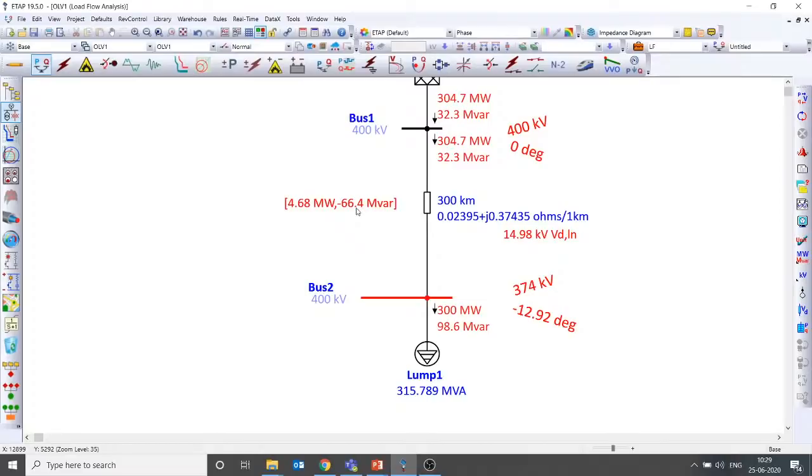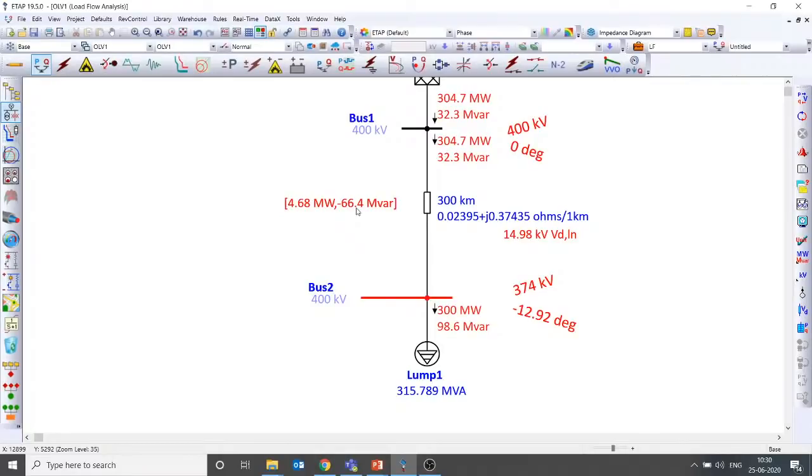If you remember the formula, Q equals V square by XC, or V square BC. So the reactive power injected by the capacitor is directly proportional to the square of the voltage. So the reactive power injected by the transmission line's shunt capacitance comes down, whereas the power flow increases. Previously it was only 220 amps, now the current is higher. So the reactive power loss in the inductance is more.